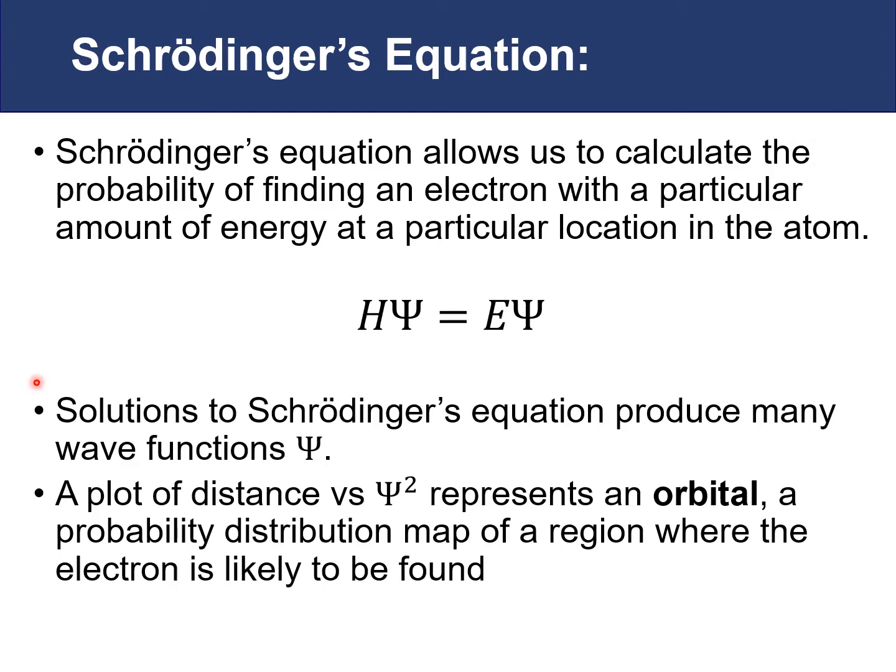The solutions to Schrödinger's equation produce many different wave functions, and it is a plot of distance versus the square of the wave function that represents the orbital shapes that we'll be talking about in subsequent videos. These orbitals are a probability distribution map of the region where the electron is likely to be found. Essentially, these equations have a couple of variables that get plugged into them, which are what we know as our quantum numbers, which will dictate the shape of the orbitals where we can find the electrons.